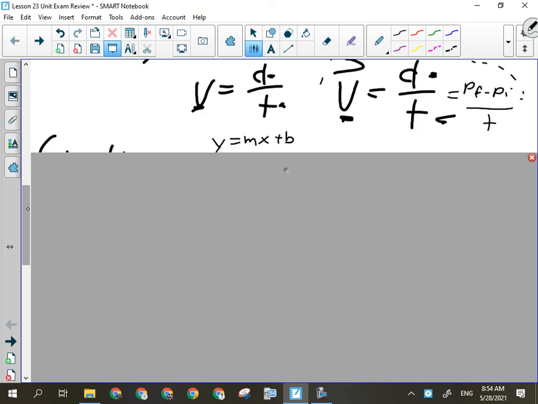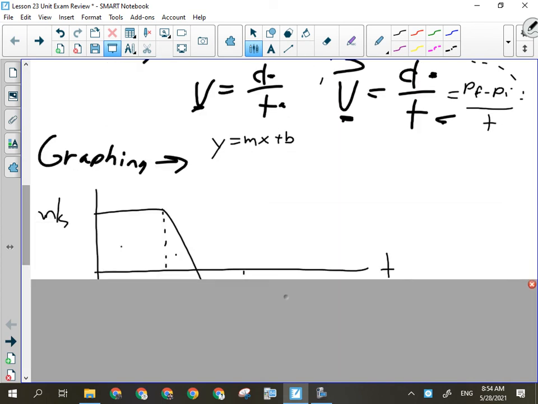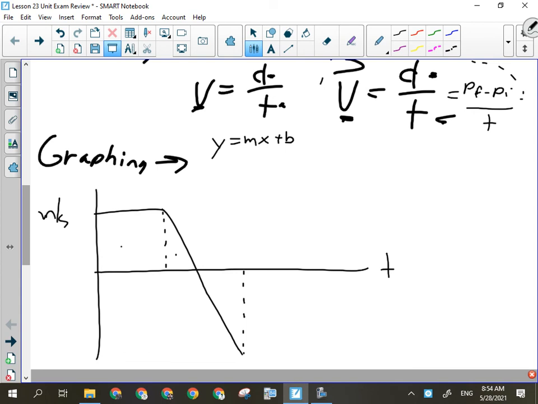Okay, so for graphing, you were asked to do a number of different things in the graphing part of this unit. One of the things you were asked to do was interpret a graph. And you will be asked to do that in the multiple choice. So I give you a picture of a graph and I ask you, using the position versus time graph below, describe the motion of the object in section A.